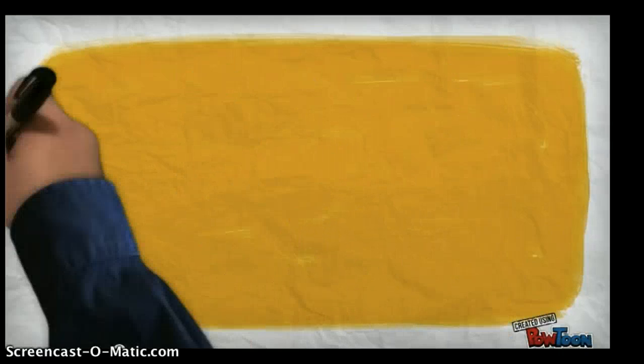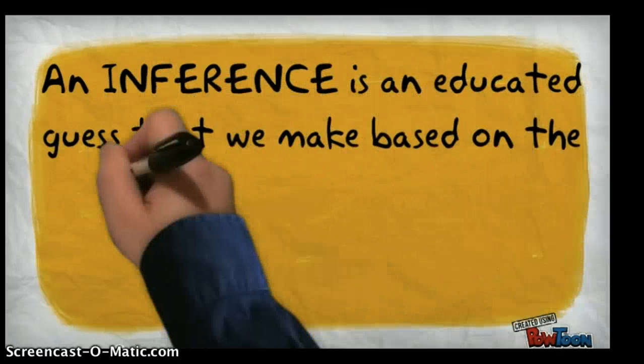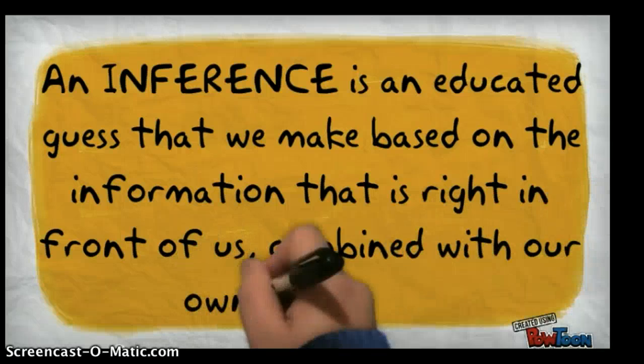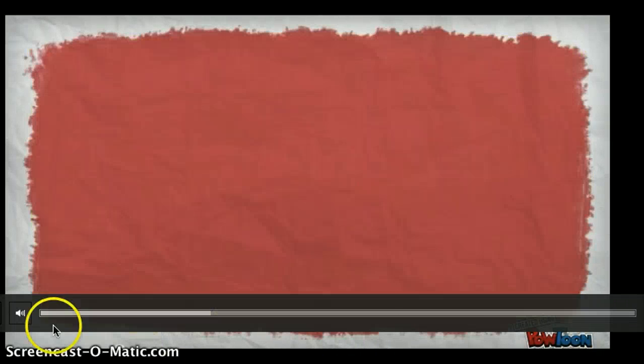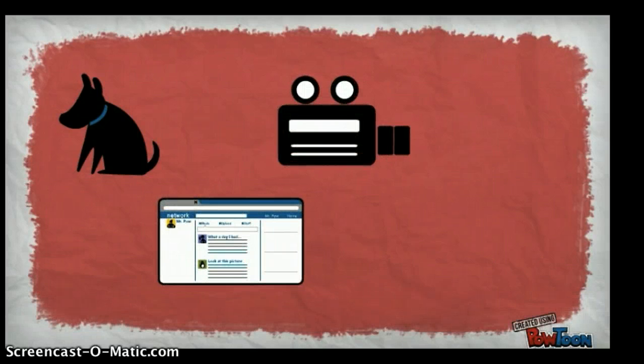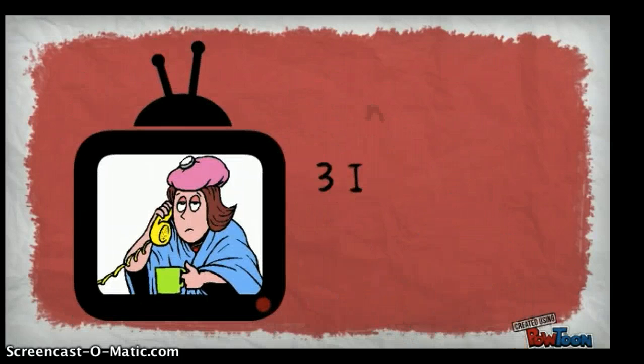Basically, an inference is an educated guess based on the evidence that is right in front of us, combined with our past experiences. Inferences are definitely required in everyday life, but they are also required when we are reading, watching movies, and even listening to music. In your notes, list 3 inferences that you can make from this picture.